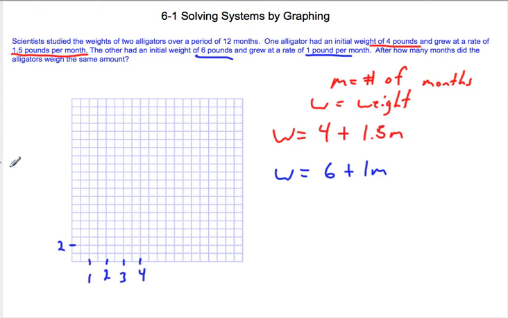So this will be the pounds, and this is months down here. Alright. And so we're going to go 2, 4, 6, 8, and so on. So if I want to graph these two equations, I'll probably start by putting them in slope-intercept form. So we have 1.5 m plus 4. That gives us an intercept of 4. So we're going to start there.